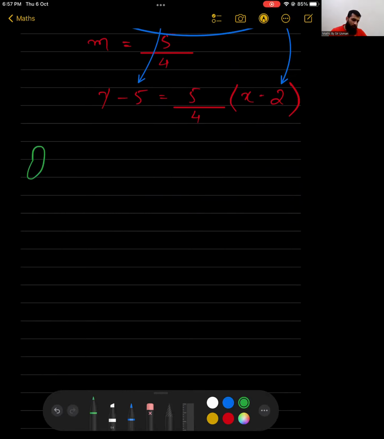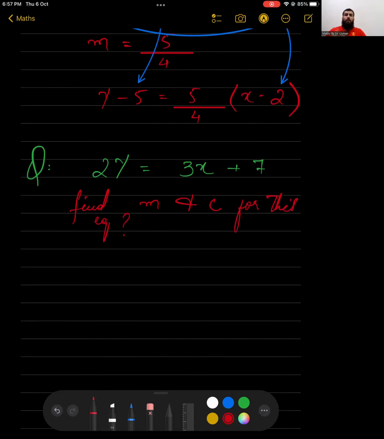तो अब होता कुछ ऐसे है कि हमारे पास past paper में एक question आता है saying that 2y is equal to 3x plus 7 and the examiner is asking for the gradient as well as the y-intercept. तो हमने gradient और y-intercept find करना है. तो आप gradient और y-intercept कैसे figure out करोगे इस particular equation का? You have got 2y is equal to 3x plus 7.